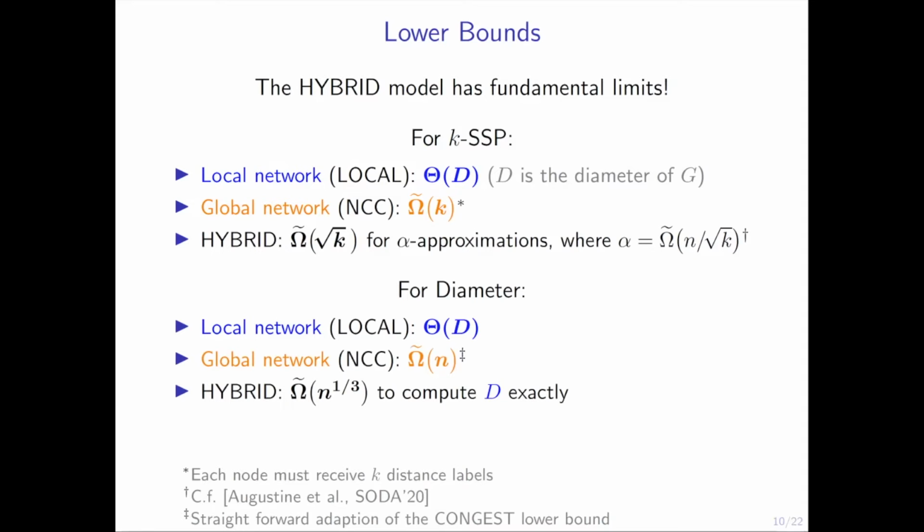In the hybrid network, we show that we can adapt the worst case graph, which is used in the CONGEST model, to produce a bottleneck in the hybrid network model. And this leads us to a lower bound of n to the 1/3 to compute the diameter exactly, and the same lower bound to compute a 2 minus epsilon approximation of the weighted diameter. So next I want to talk about our algorithmic results.